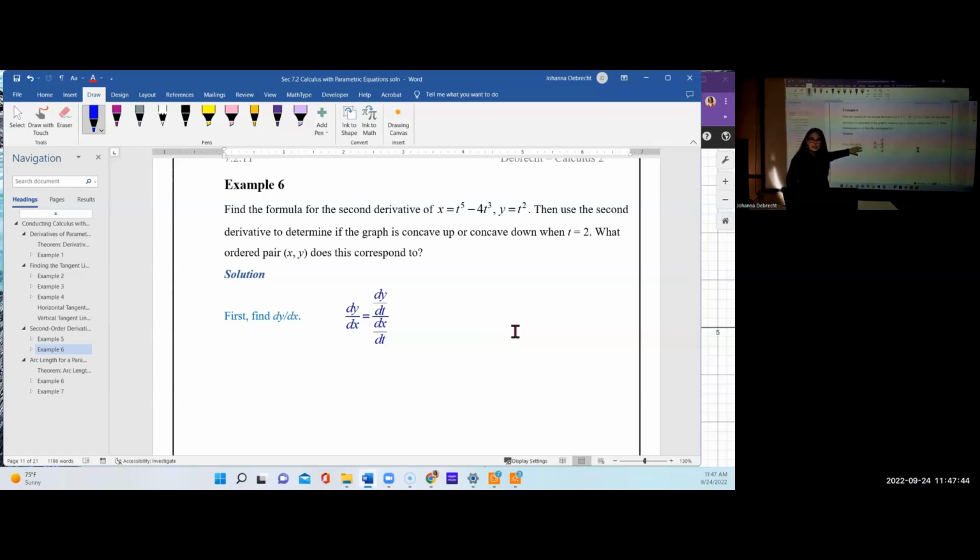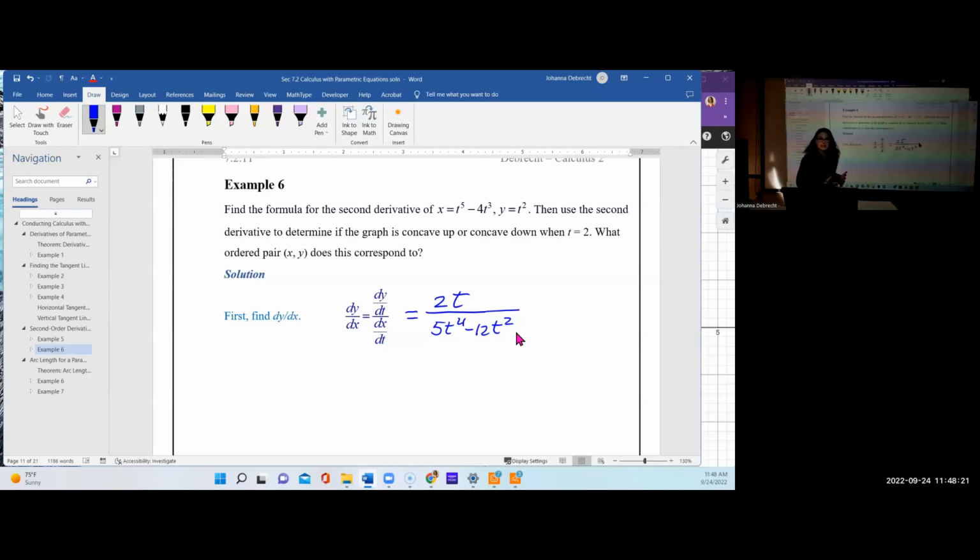In order to find the second derivative, remember we have to find the first derivative. The second derivative is the derivative of the first derivative divided by dx/dt. So we need to find the first derivative. This is going to give us dy/dt over dx/dt. So dy/dt: y equals t squared, so the derivative of that with respect to t is 2t. And the derivative of x with respect to t is going to be 5t to the 4th minus 12t squared. All right, so we have that expression there.